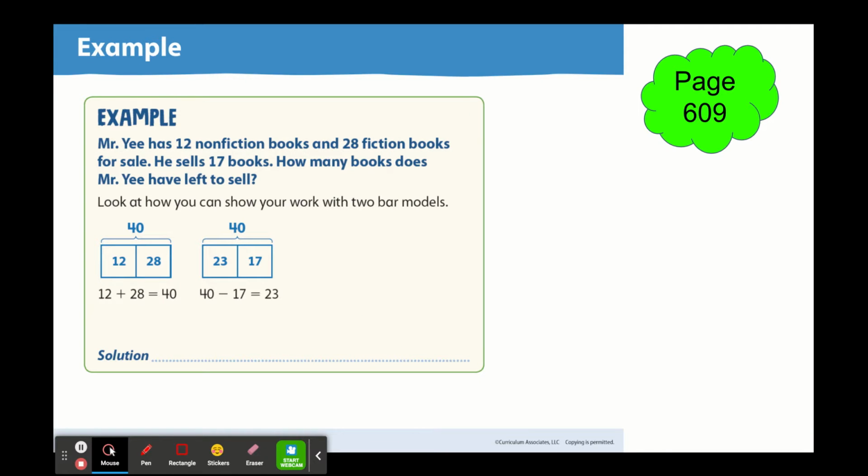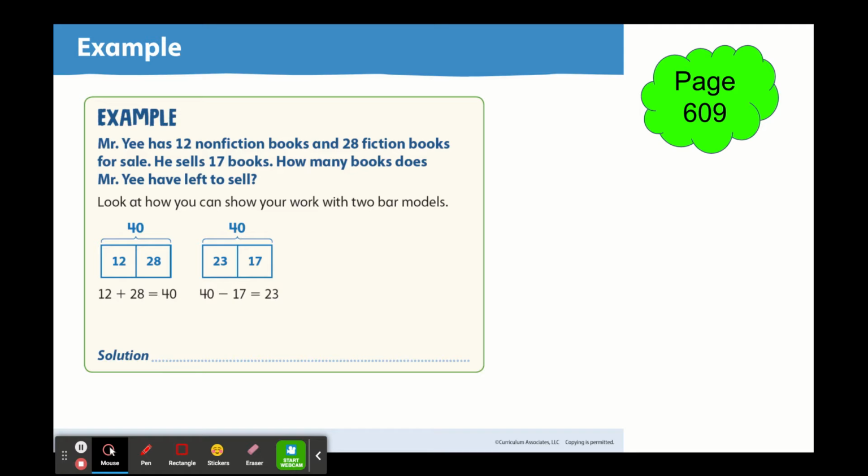All right, we have an example, and this is on page 609 of your book. Mr. Yi has 12 nonfiction books and 28 fiction books for sale. He sells 17 books. How many books does Mr. Yi have left to sell?